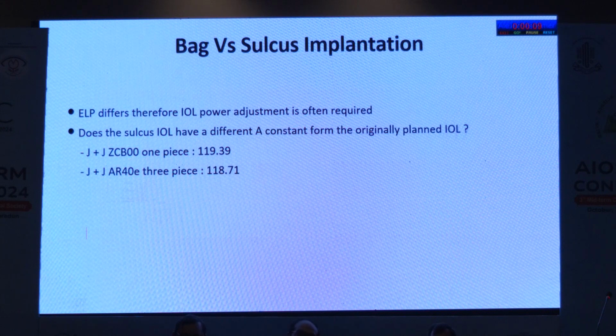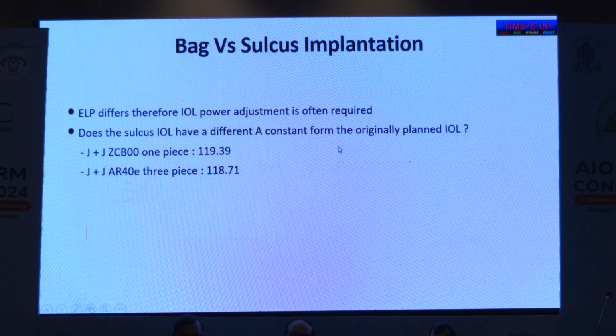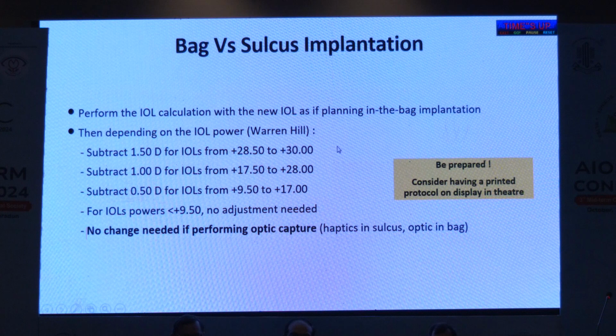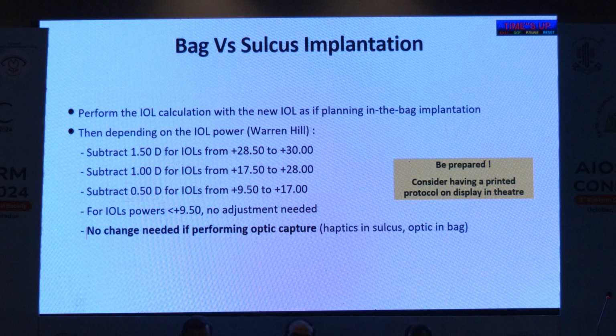Special circumstances like bag versus sulcus implantation: every surgeon sooner or later falls into this scenario when we cannot implant the IOL in the bag. In that case, we cannot just go ahead with our same IOL power. We need to recalculate the IOL power. That is because, number one, of the change in the effective lens position, and second, because of the change in the IOL material or the IOL A constant. So Warren Hill has given this adjustment. Depending upon the IOL power, you subtract 1.5 when the higher IOL powers are used, and you subtract 0.5 when the lower powers are used.